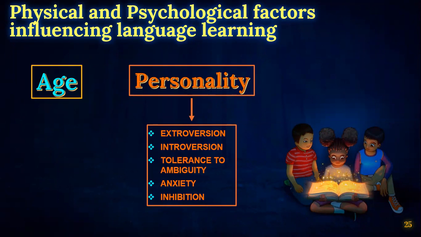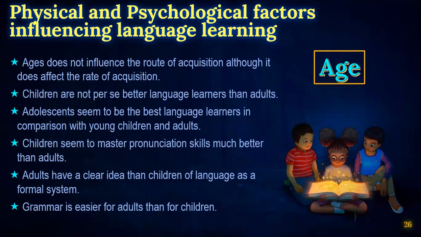We also saw the physical and psychological factors influencing language learning. We saw those factors were age and personality. And in personality, we saw extroversion, introversion, tolerance to ambiguity, anxiety, and inhibition. Let me explain more about them.